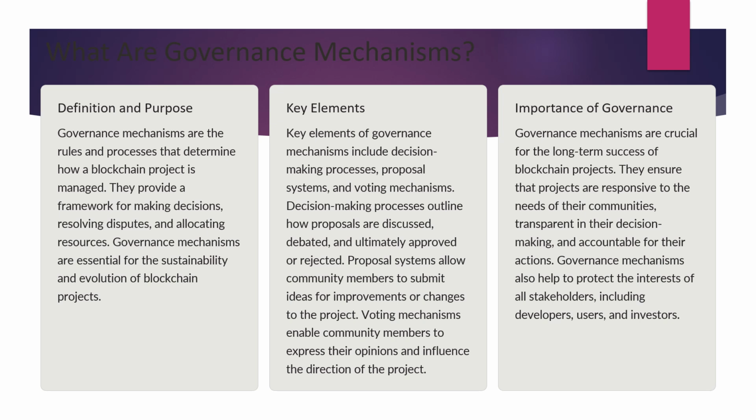So governance mechanisms are the rules and processes that manage a blockchain project. They provide a framework for decision making, resolving disputes, and resource allocation, ensuring the sustainability and evolution of blockchain projects. Key elements include decision making processes, proposal systems, and voting mechanisms. These elements ensure that projects are responsive, transparent, and accountable, protecting the interests of all stakeholders.